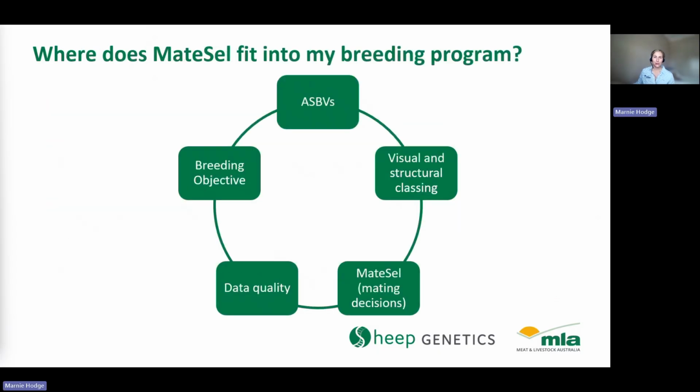So MateSel is just another tool in our genetic toolkit. It fits in around obviously ASBVs, any visual and structural classing or confirmation decisions. MateSel obviously is around the mating decisions, but we can also use MateSel for a few different on-farm practices, which we'll get into later. Your breeding objective, which is very important to set and have in the back of your brain before you actually start using MateSel, and then data quality. The higher the data quality, the higher the potential rate of genetic gain because we have higher accuracy of selection, and we just know more about those animals, so we're able to better account for fixed effects like birth type and rear type when we're calculating those breeding values as well.